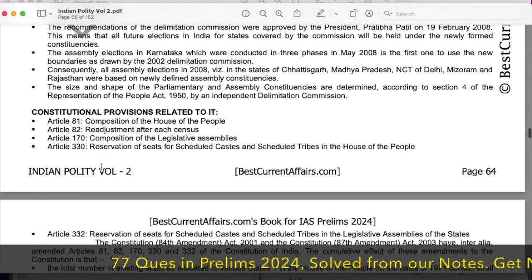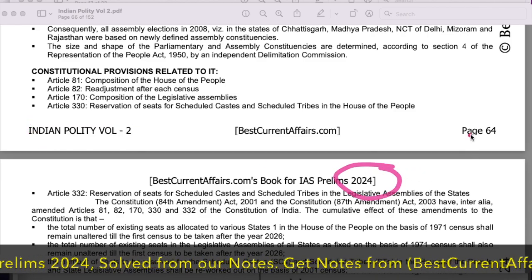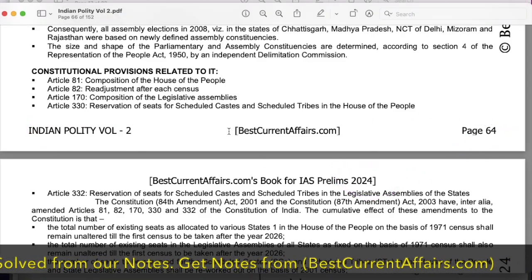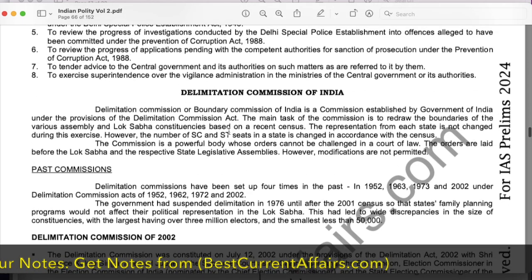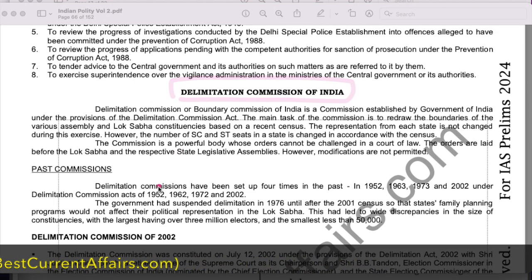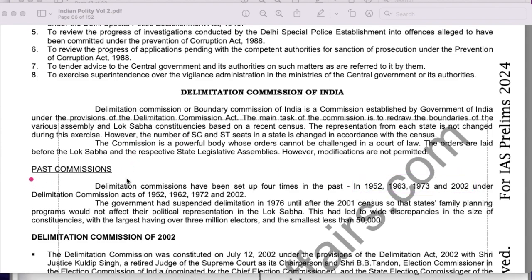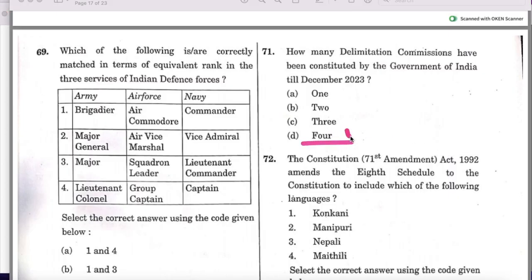Now see this fact in our Indian polity booklet, volume 2 for ICE Prelims 2024, on page number 64. Here we have given this topic, Delimitation Commission of India, and here it is mentioned that delimitation commissions have been set up 4 times in the past, in 1952, 63, 73 and 2002. Here it is mentioned 4 times. Therefore 4 is the answer, and this question is solved.